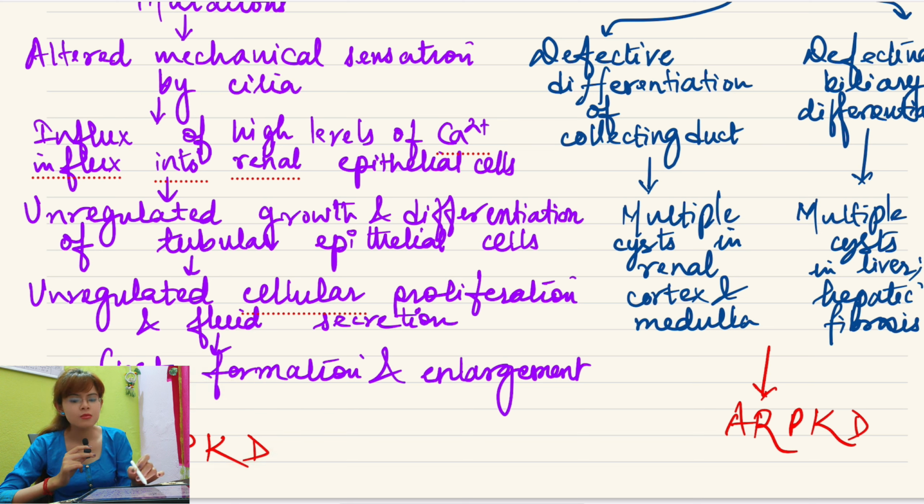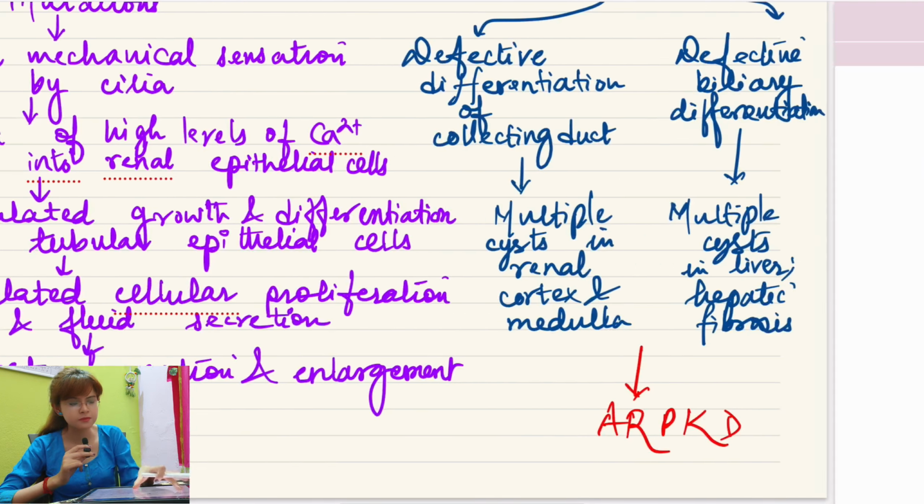So now you understand that because of the increase in calcium influx, there's going to be unregulated growth and differentiation of these tubular epithelial cells, which will cause unregulated cellular proliferation and fluid secretion, ultimately causing cyst formation.